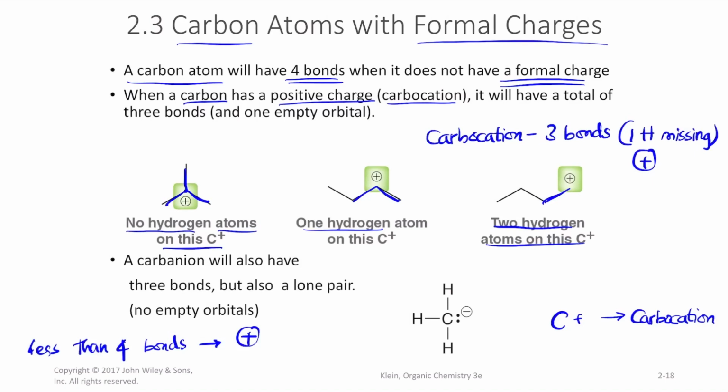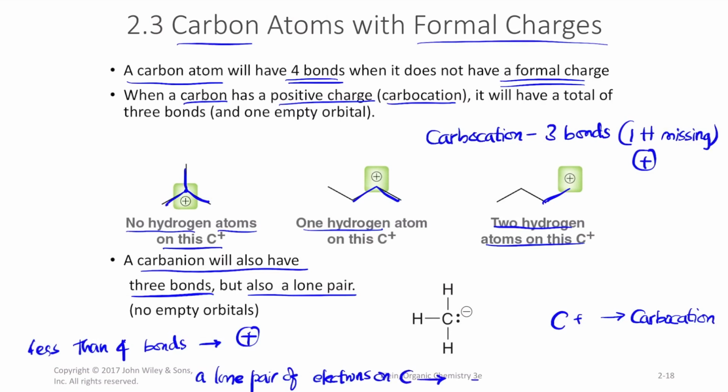Next, what is a carbanion? A carbanion will also have three bonds, but in place of the extra bond, it has a lone pair of electrons. That lone pair of electrons makes it a negatively charged molecule. So this here is an example of a negatively charged molecule. When you have a lone pair of electrons on the carbon, then you get a negative charge. So this is the difference between a carbanion and a carbocation.